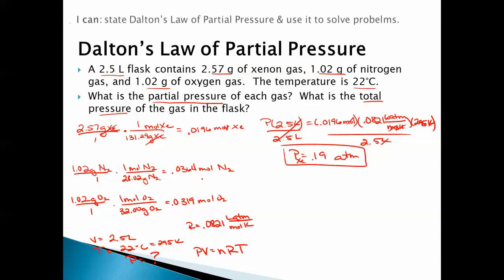Right. Now I'm ready to move into the next portion of the problem, where I find the partial pressure then for nitrogen. Again, using the same volume, temperature, and R value, but this number of moles. So take a moment, complete the pressures for nitrogen and oxygen, and then we'll take a look at how to find your total pressure.